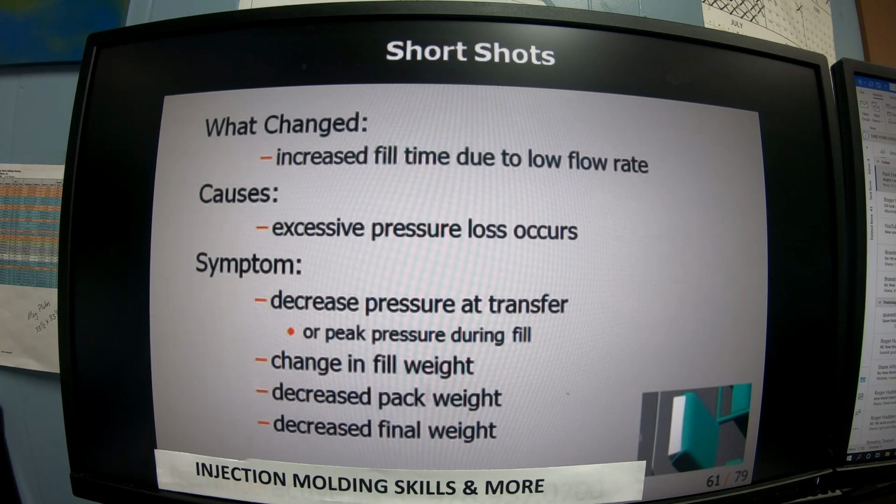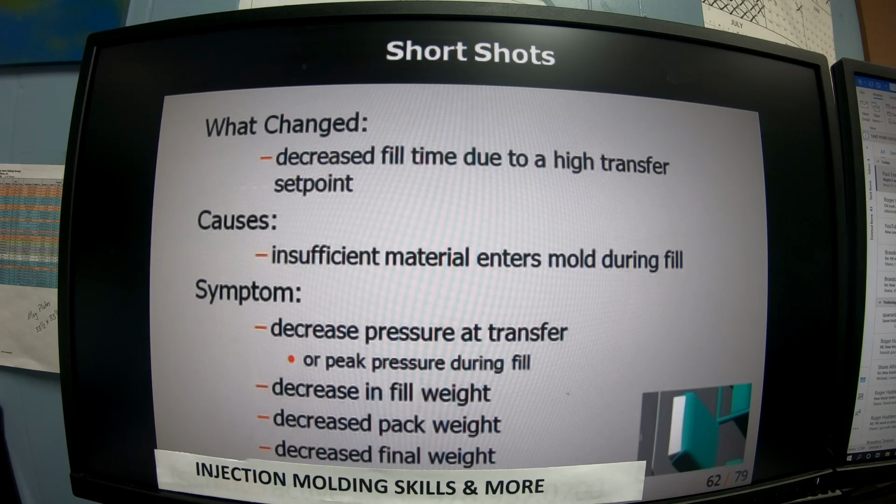As with a low mold temperature, low injection rate increases the pressure losses in the mold. In this case, the pressure at transfer should decrease. When the transfer set point is too high, you will see a drop in pressure at transfer as well as all of the part weights.